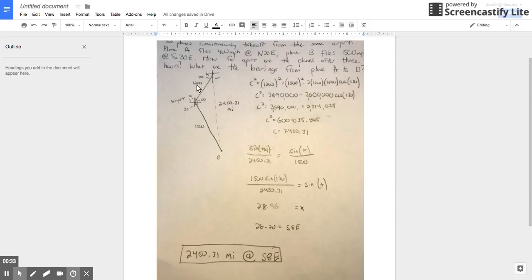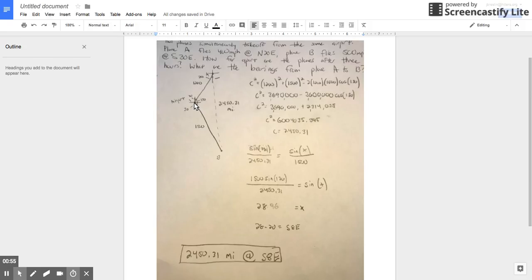We get these numbers here, distances, because they both fly the same amount of time. Plane A was flying 400 miles per hour times 3 hours, which is 1,200 miles. Same thing with plane B, 500 miles an hour times 3 hours is 1,500. So we draw this picture here.